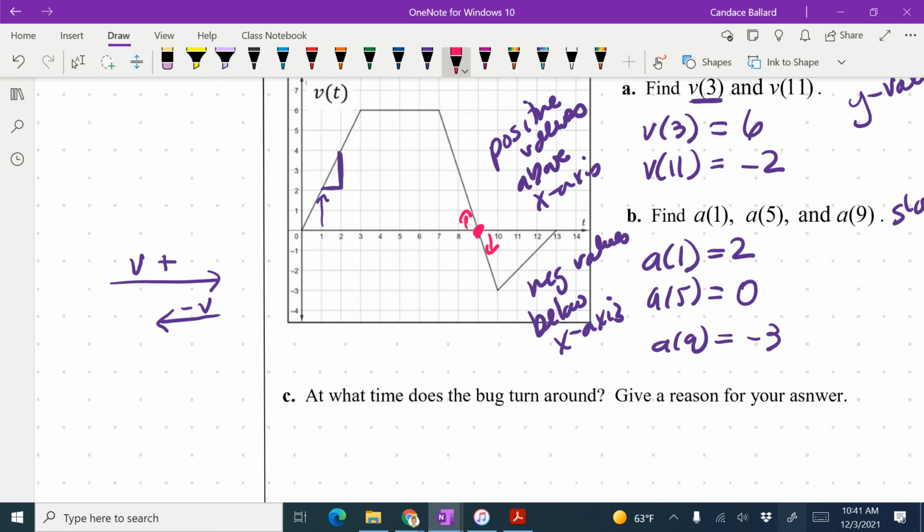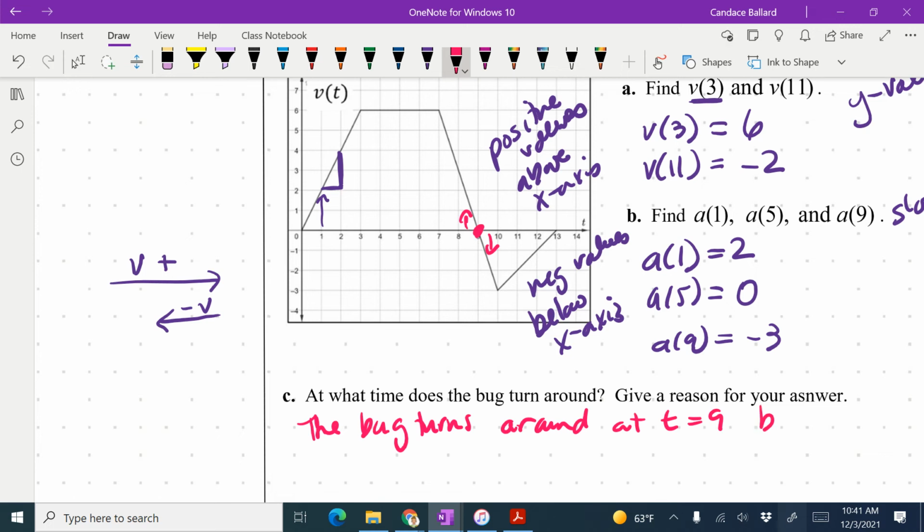So the bug turns around, and we'll write why. Around. Technically, that says the word around. My hand is not going as fast as my brain. Okay, turns around at t equals 9.